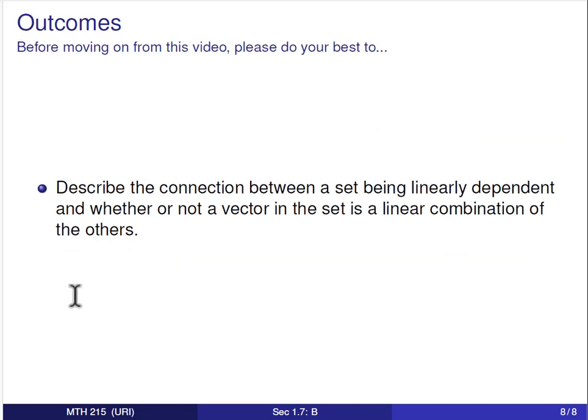Take another look at the outcome. You want to be able to describe the connection between a set being linearly dependent and whether or not a vector in the set is a linear combination of the others. Hopefully you can do that.